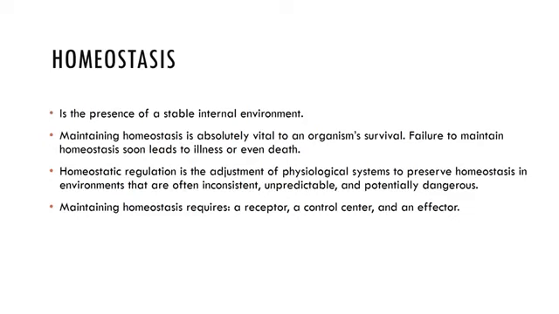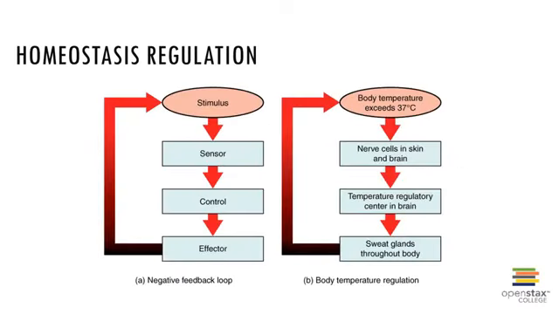Now homeostatic regulation involves feedback mechanisms that consist of three components: a receptor, a control center, and an effector. Now let's look at an example of this. So the receptor is also known as the sensor. It detects changes in either the internal or external environment, or stimulus.